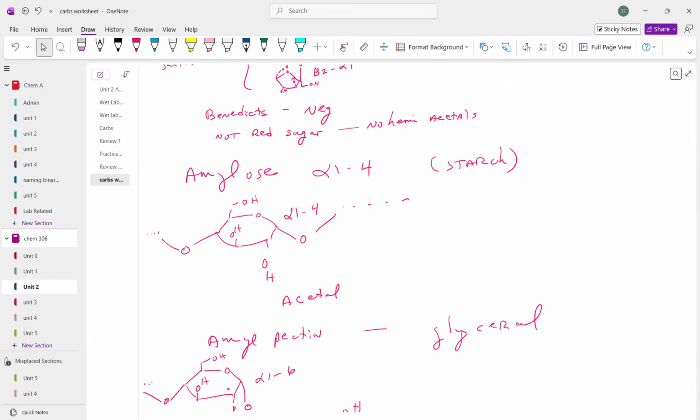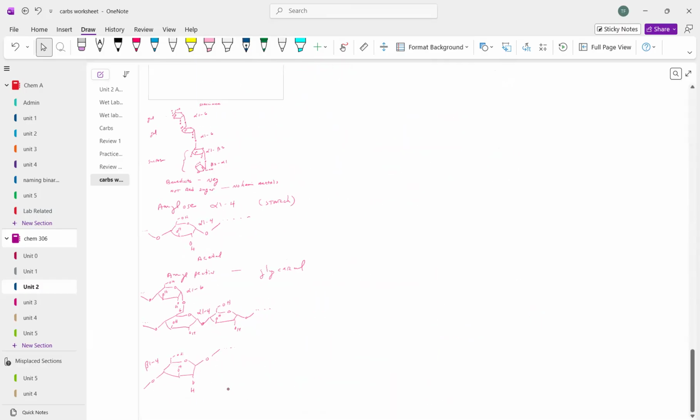So there's a lot of flashcards for this unit. The next unit's going to have a lot of flashcards too. Okay, so are there any questions about these guys?